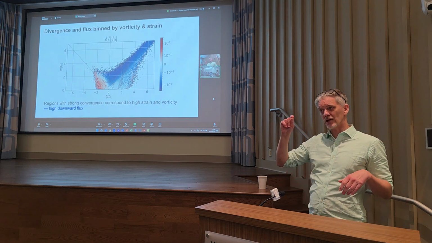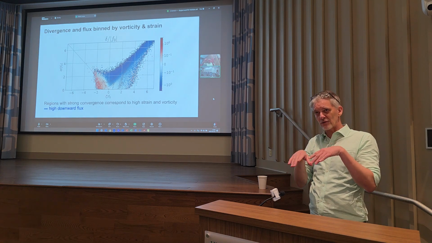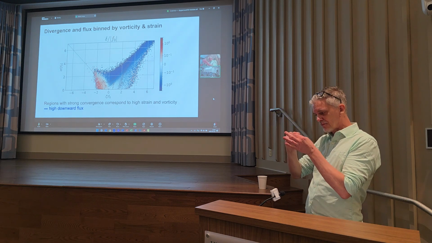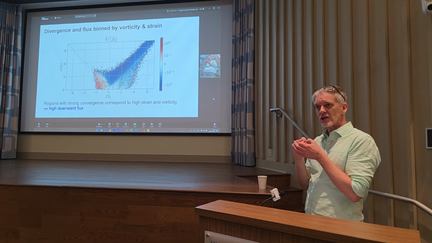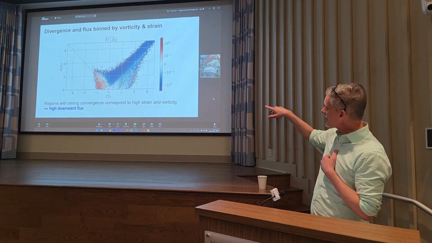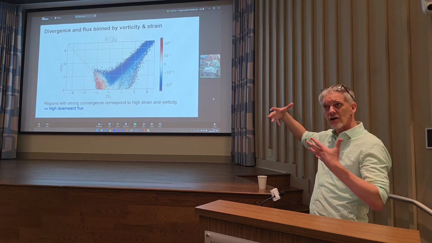So now for each point, you compute the four derivatives, and you can compute the strain, the vorticity and stuff, and the divergence. Now I can make that PDF, and I can say in that one point, how much divergence is in all those points that have that strain vorticity value. So what you see here is that the blue is negative, so that's convergence, right?